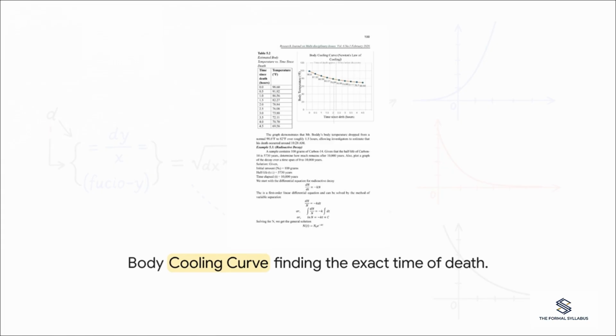The math calculates that it took exactly 1.54 hours for the body to cool from a normal 98.6 degrees down to the 82 degrees we found at noon. So, time of death, exactly 10:28 a.m. Boom! The math literally leaves zero room for doubt.